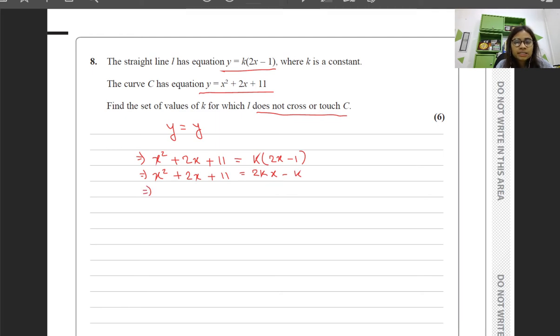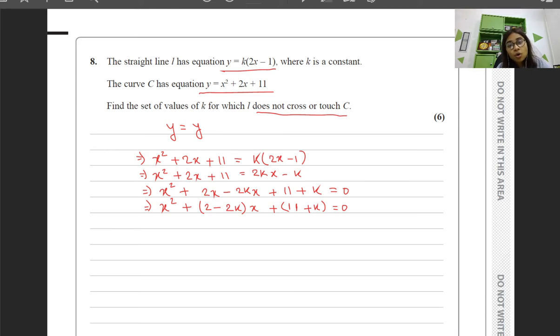So we will take the entire equation to one side. That gives us x² + 2x - 2kx + 11 + k = 0. Now let's simplify it. So we get x² + (2 - 2k)x + 11 + k = 0.